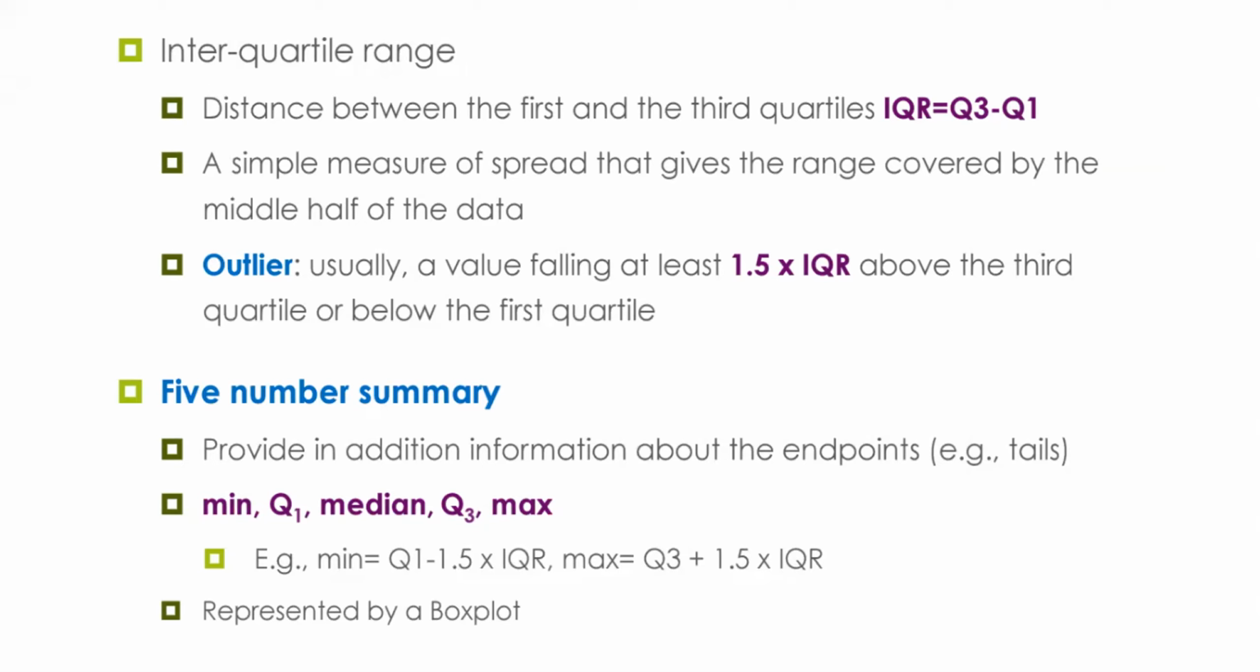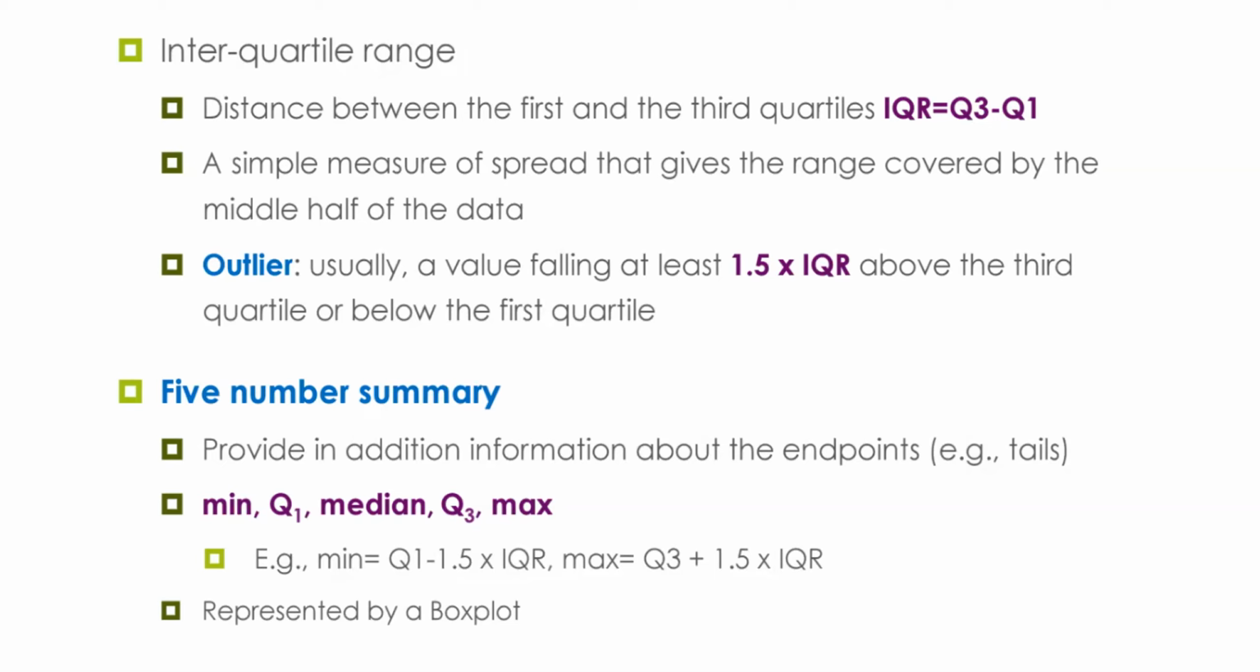Another concept is the 5-number summary, which provides additional information about the endpoints. When you need to know a particular data set in detail, you use the 5-number summary: the minimum value, the maximum value, the first quartile Q1, the third quartile Q3, and the median value.